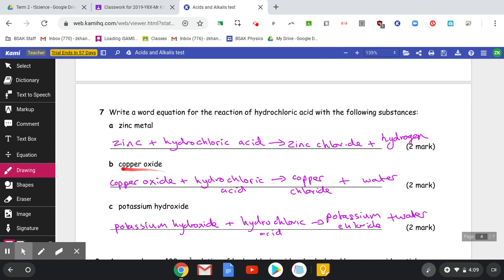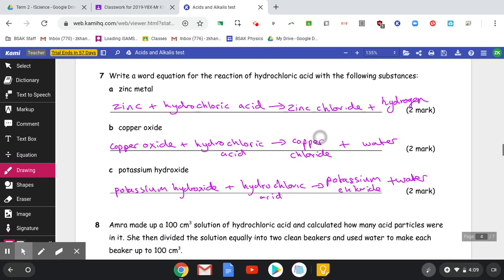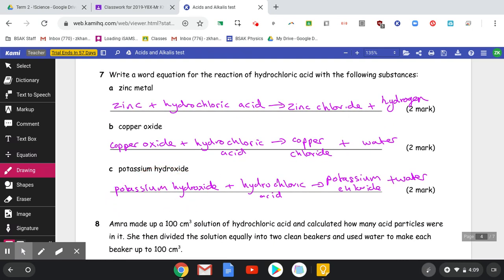Now, this is copper oxide. Copper oxide is an alkali reacting with an acid. And here we do have a neutralization reaction because it's an acid with an alkali, not an acid with a metal. Okay, so an acid with an alkali gives you a salt and water. Okay, so copper chloride is the salt and water. Potassium hydroxide plus hydrochloric acid gives us potassium chloride and water.